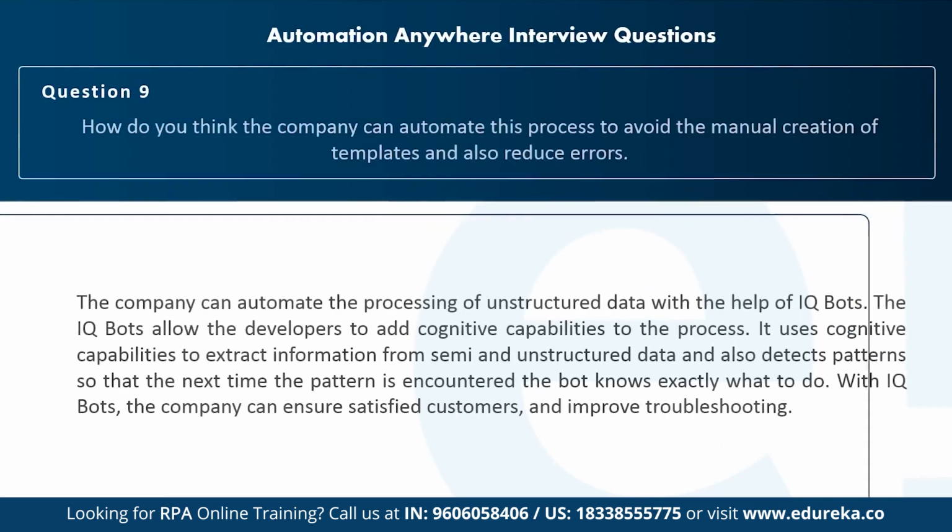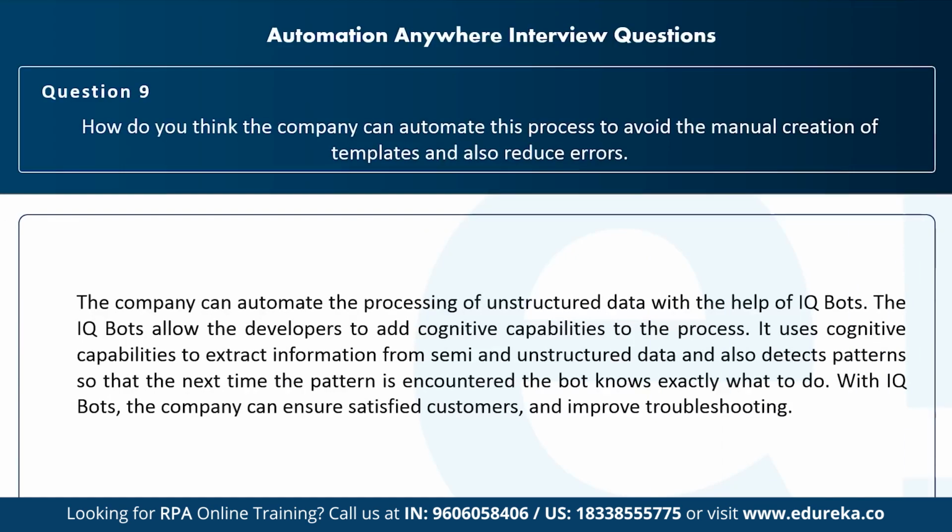Now, how do you think the company can automate this process to avoid the manual creation of templates and also reduce errors? Well, the solution to this question is that the company can automate the processing of unstructured data with the help of IQ Bots. The IQ Bots allow developers to add cognitive capabilities to the process, which are used to extract information from semi-structured and unstructured data, and also detect patterns so that the next time the pattern is encountered, the bot knows what exactly has to be done.